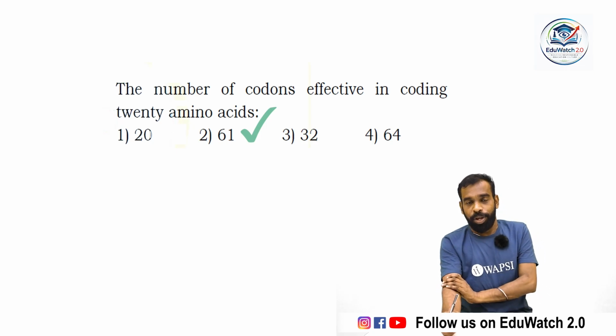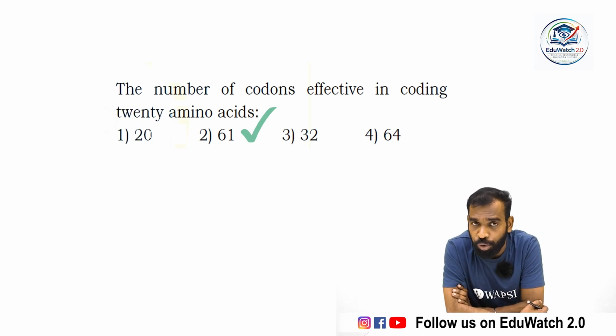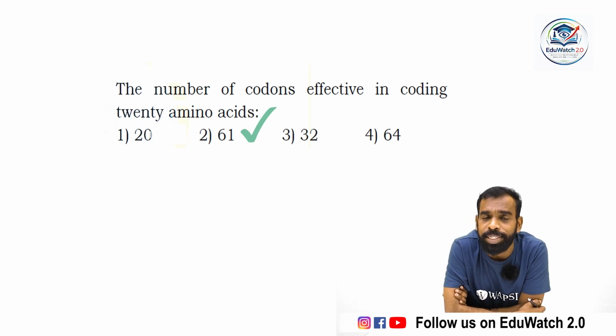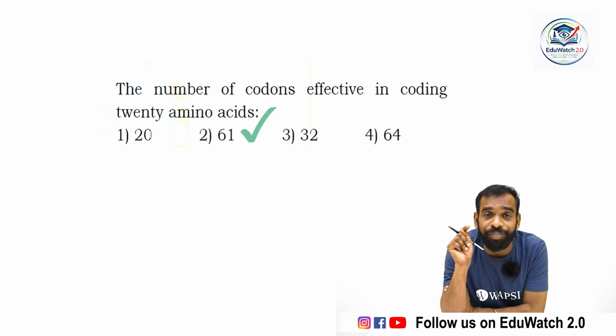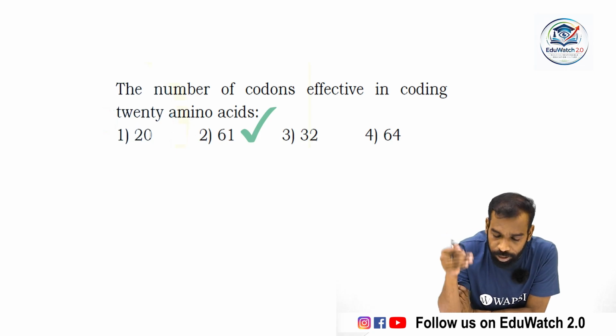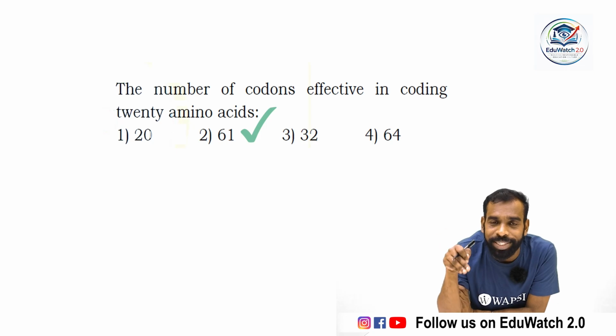Amino acids are essential and non-essential. Out of that, 20 are amino acids that are coded using how many codons? 61 codons. There is a table given in our textbook, so could you please go through that? Out of the table, 61 codons are used to determine how many amino acids? 20 amino acids are coded by 61 codons. Is it clear?